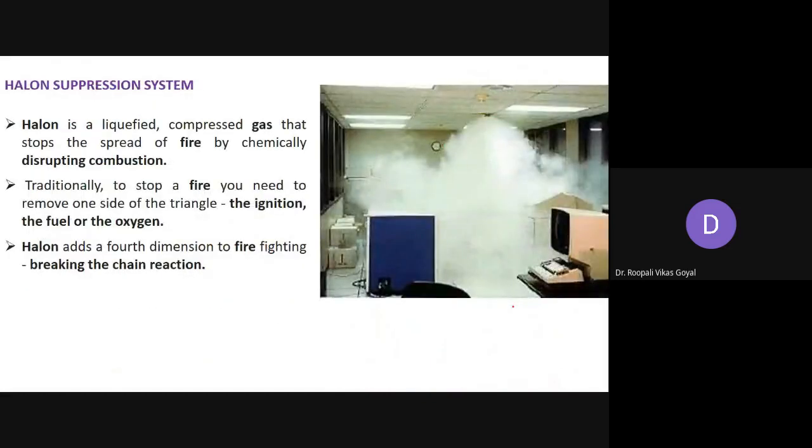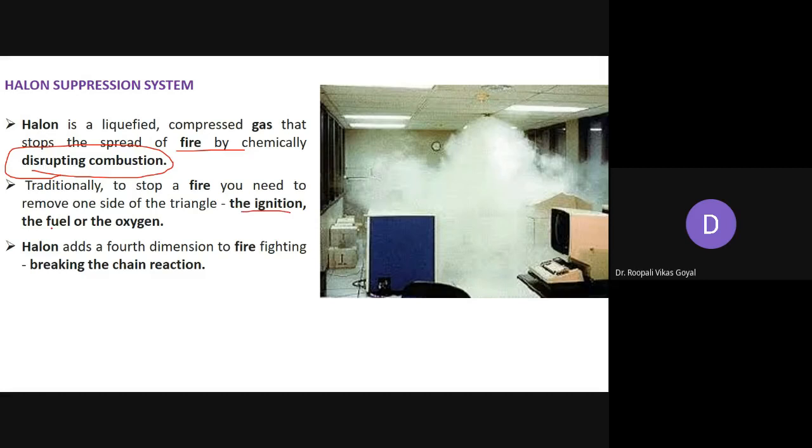Next is halon suppression system. तो ये एक है, halon is a liquefied compressed gas. Okay, and that will stop the spread of fire by chemically disrupting the combustion. अभी traditionally, as I have told you, if you want to stop a fire, you need to remove any one side of the triangle.